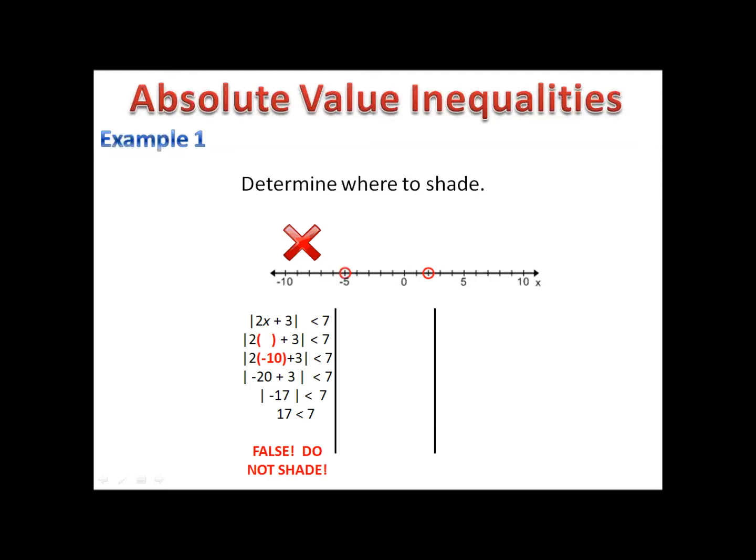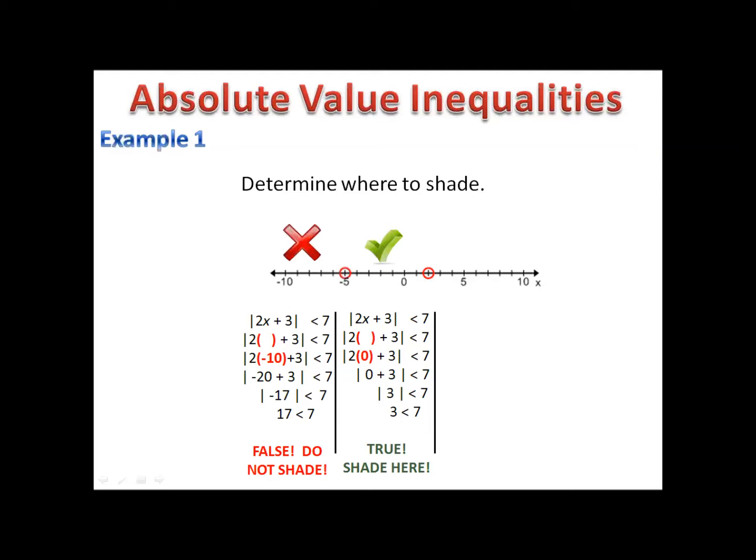Next, we'll pick a spot between the negative 5 and the 2, and we'll plug it into that same inequality. How about 0? 2 times 0 is 0, plus 3. 0 plus 3 is 3, and the absolute value of 3 is 3. Now, is 3 less than 7? Yes, it is. So, in that area, we are going to shade, and I put a check mark above it so that I remember I want to shade there.